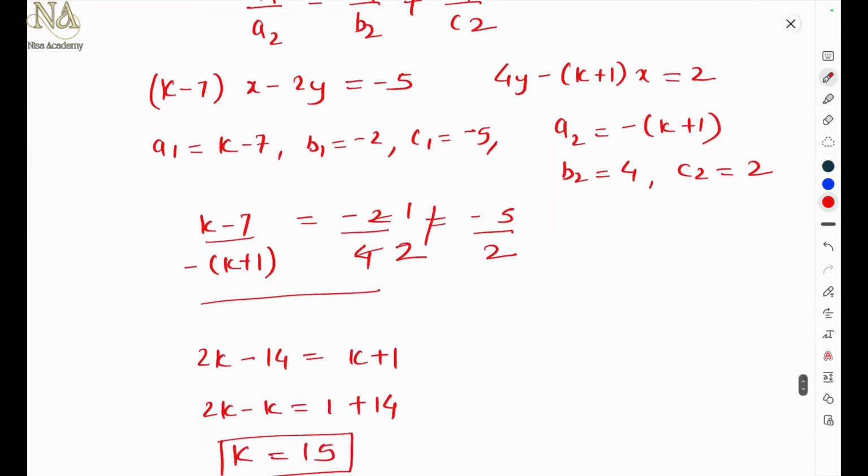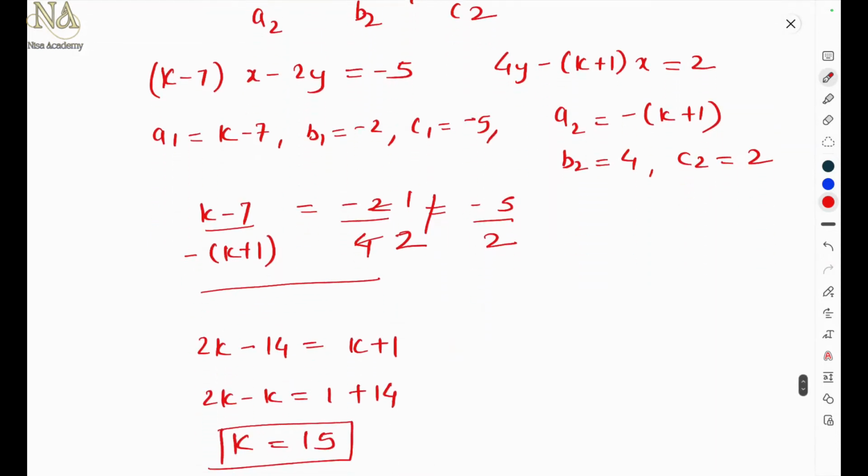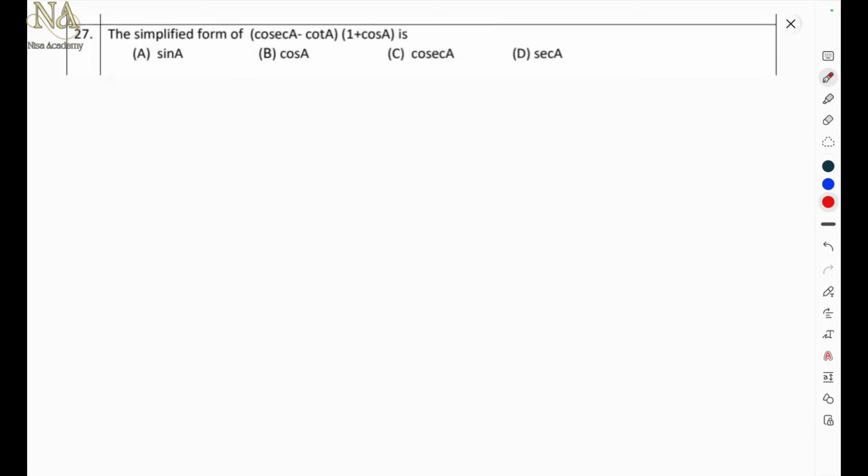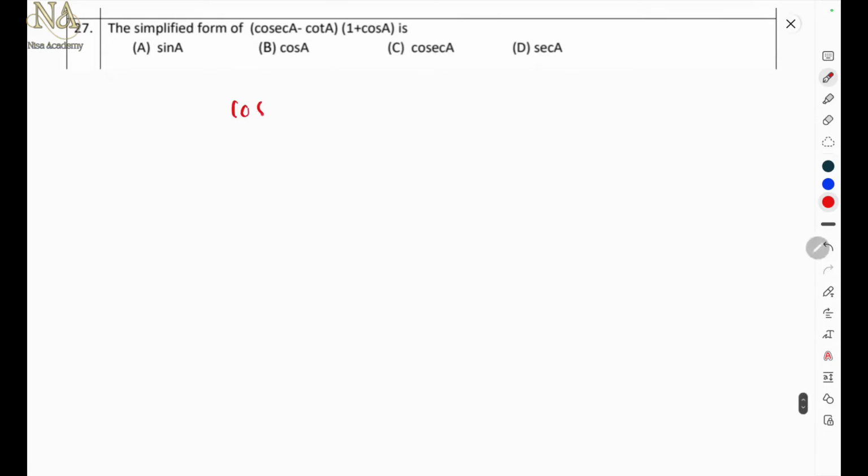Okay. Next problem. Question number 27. The simplified form of (cosec A minus cot A) into (1 plus cos A) is. Okay, so (cosec A minus cot A) into (1 plus cos A).